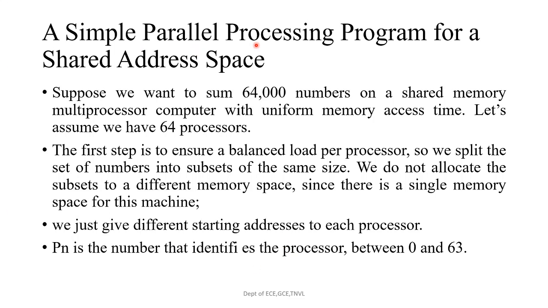So this is a simple parallel processing program for a shared address space. Suppose we want to sum 64,000 numbers on a shared memory multiprocessor computer with uniform memory access time. Let's assume we have 64 processors. The first step is to ensure a balanced load per processor, so we split the set of numbers into subsets of the same size. We do not allocate the subsets to different memory spaces since there is a single memory space for this machine. We just give different starting addresses to each processor. Pn is the number that identifies the processor, between 0 and 63.